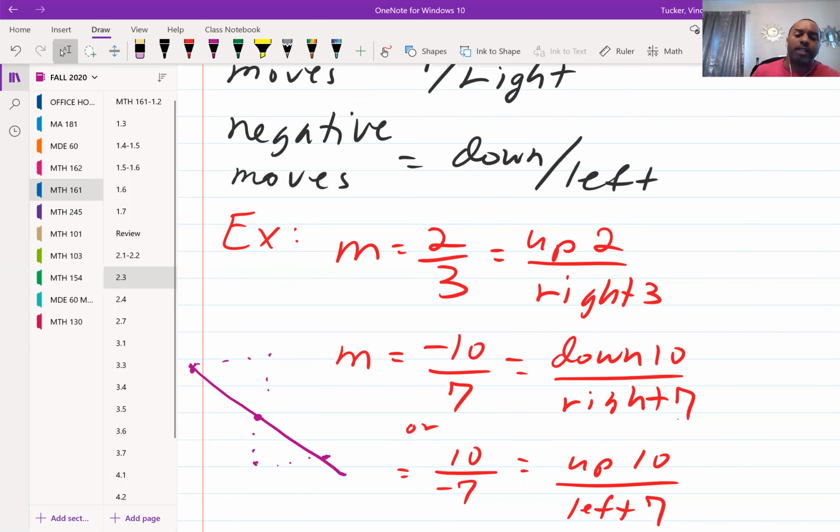Either way, you'll still get the same line. So in other words, looking at this over here, if I had my point and I went down 10, right 7, that would put me on this line, but going up 10, left 7 will still put me on the line. So either way, it'll put you on the line. You just have to make sure you do everything according to what's in front of you, the information given to you.